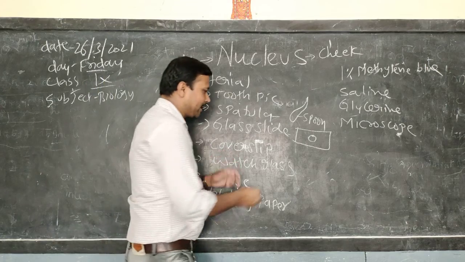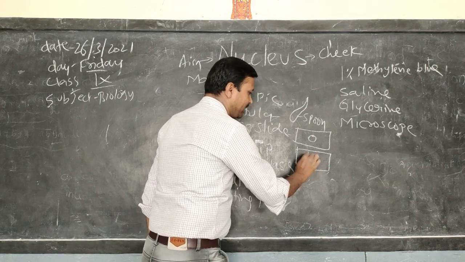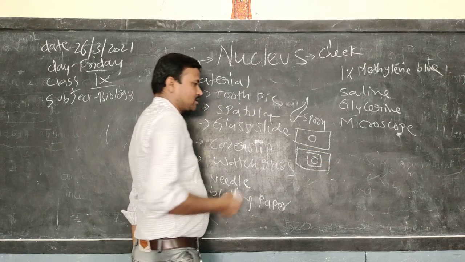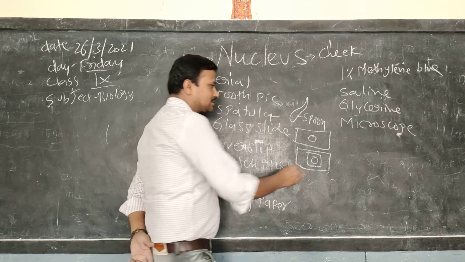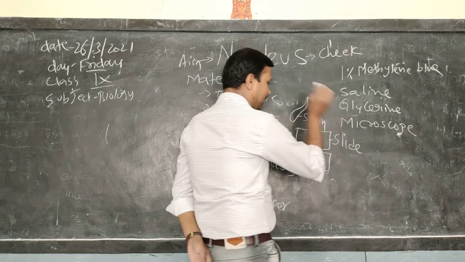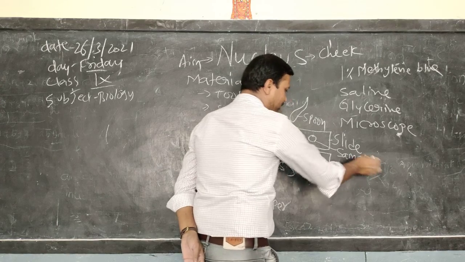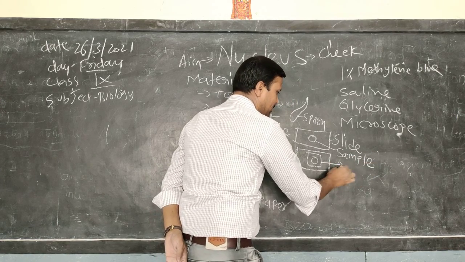After that, what do we need? We need a cover slip. So we have taken a slide, we have placed the sample, and we need a cover slip like this. You can observe here. I am writing the parts. This is called a slide, the glass slide, and here is the sample. Likewise, here is the cover slip.